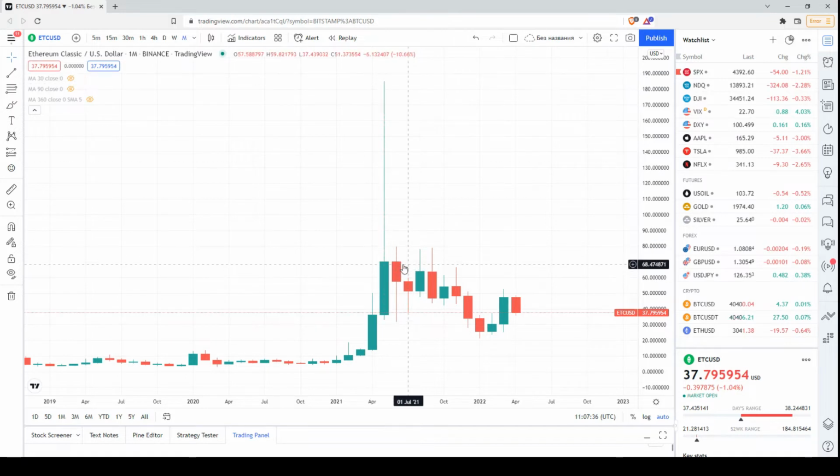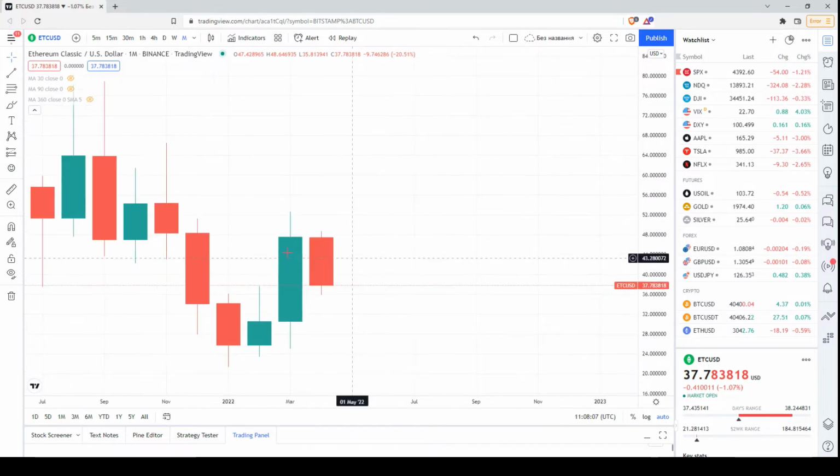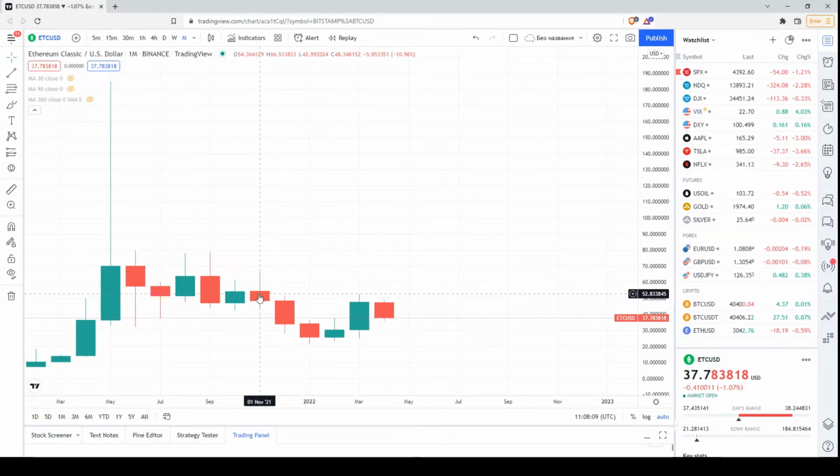However, then many people started booking profit, and this candlestick in May formed a very tall upper shadow. So we talked about this many times. That was a clear signal at that time that many people were exiting the market. We were talking about this throughout the month of May. After that, a correction started, and this is how it actually looks.